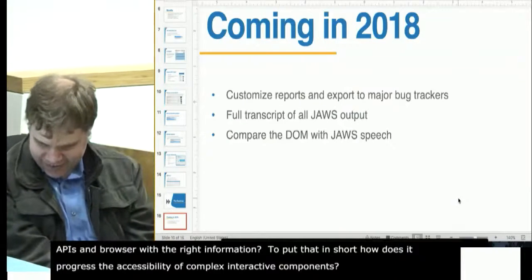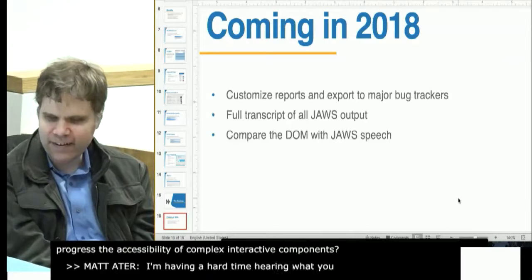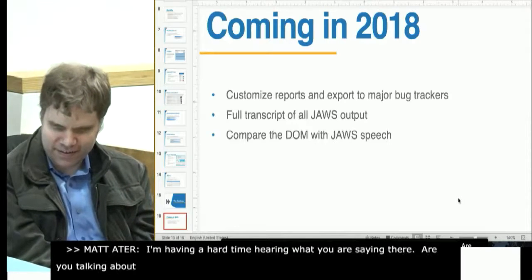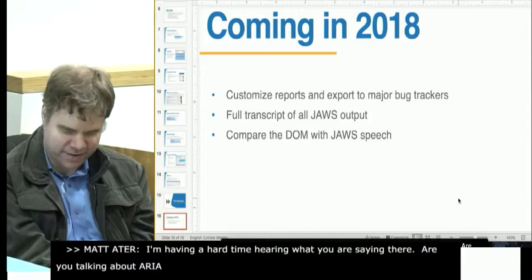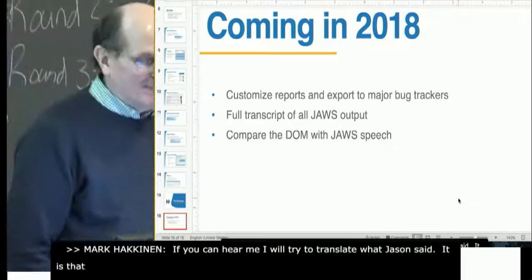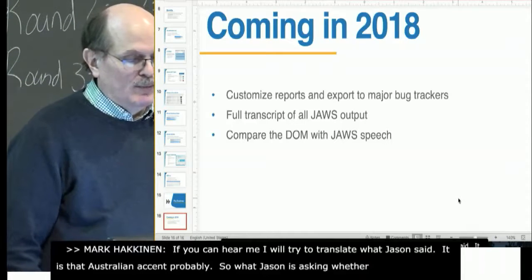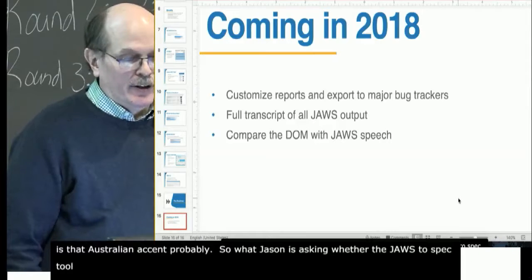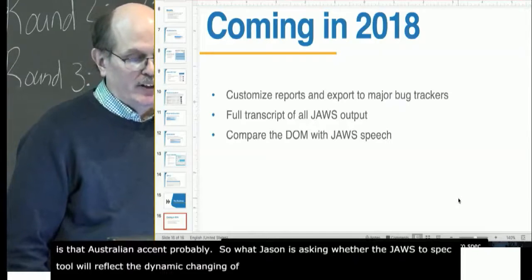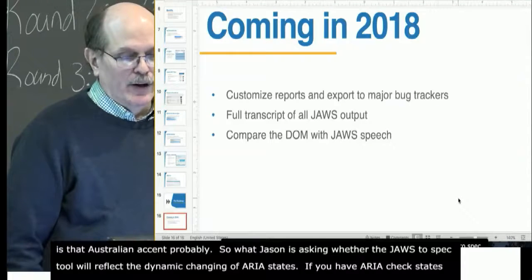I had a hard time hearing what you said there. Are you speaking specifically around ARIA Live or something else? Matt, if you can hear me, I'll try to translate what Jason said. Yeah, it's an Australian accent, probably. What Jason is asking is whether the tool will reflect the dynamic changing of ARIA states. So if you have ARIA checked states or collapsed states, will those be easily identifiable?